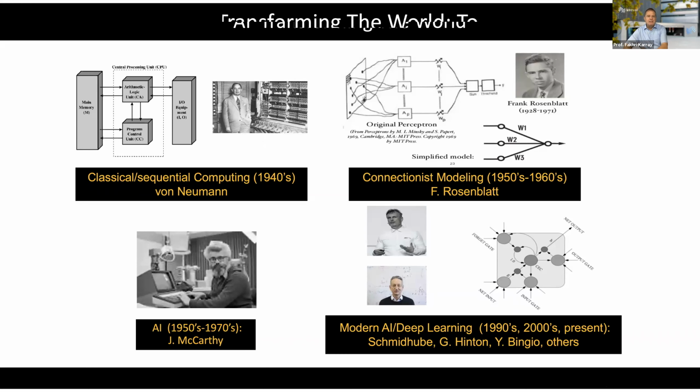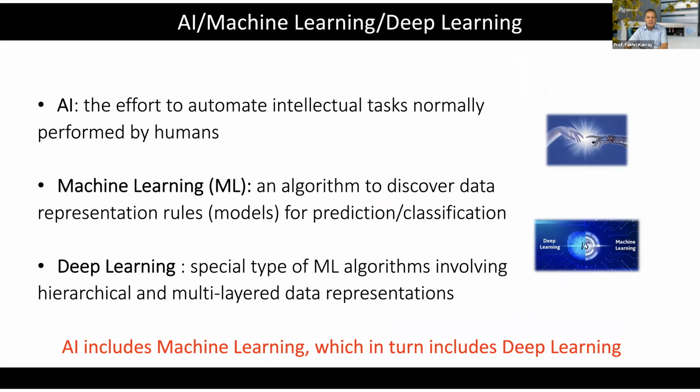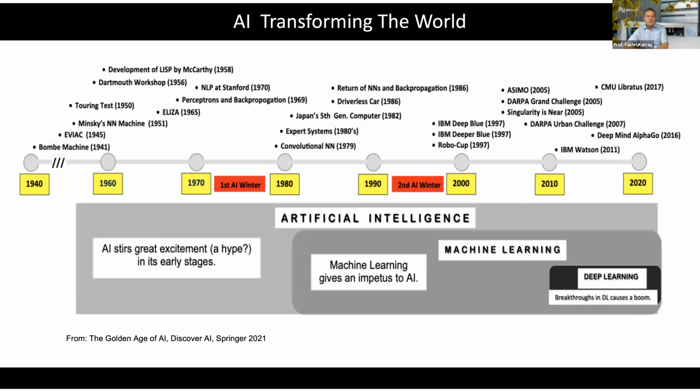This is another slide that I took from a colleague of mine, who's the editor of the journal. Okay, so this is a diagram that I took from The Golden Age of AI, in the area of discovery of artificial intelligence, which was just published a few days ago. The title of the article is The Golden Age of AI, an excellent article summarizing the development from the 1940s to 2020, 2021.